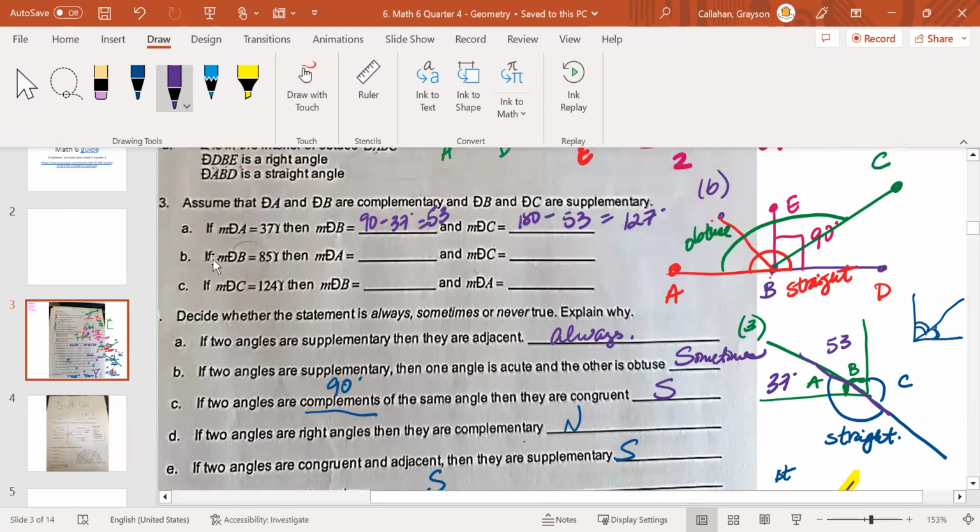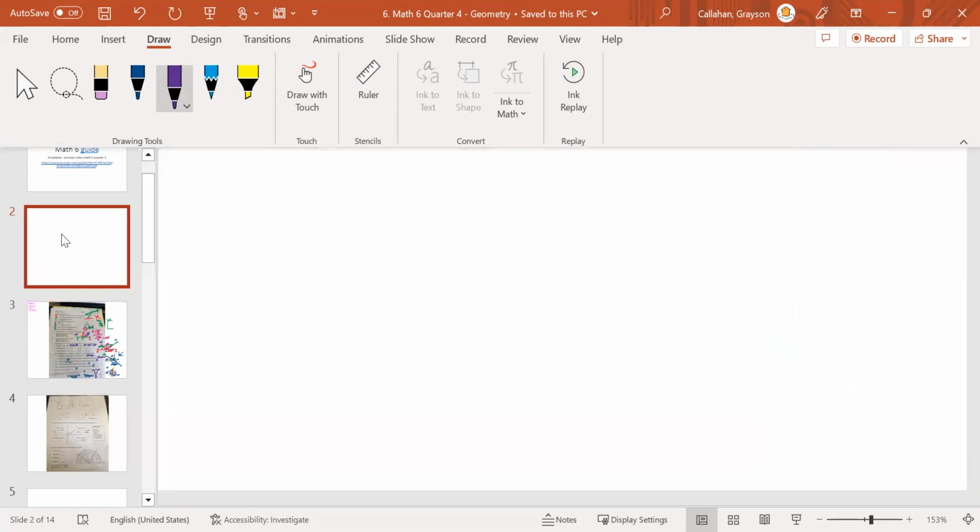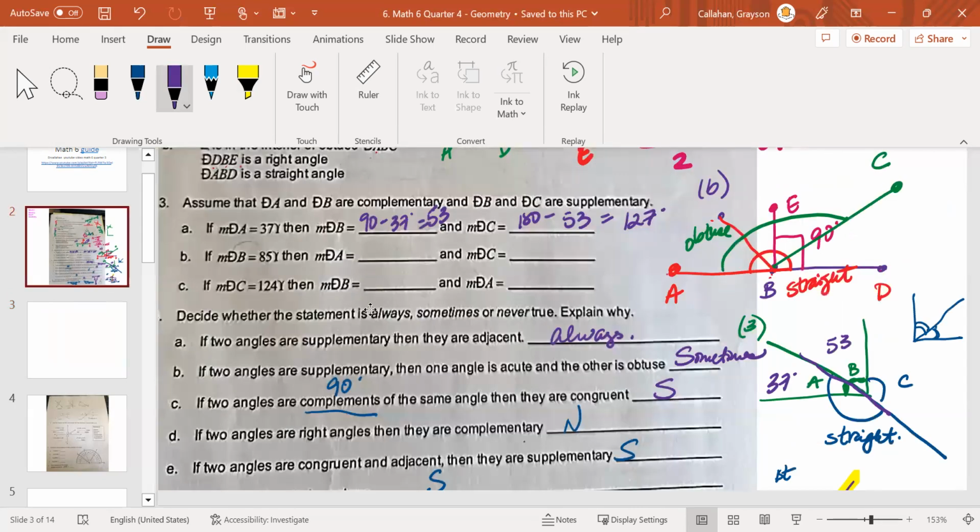For B, we need to finish this one. I forgot we had this one. DB equals 85. Hold on a second. I think I'm gonna just move this to another page so we have a little more space here.